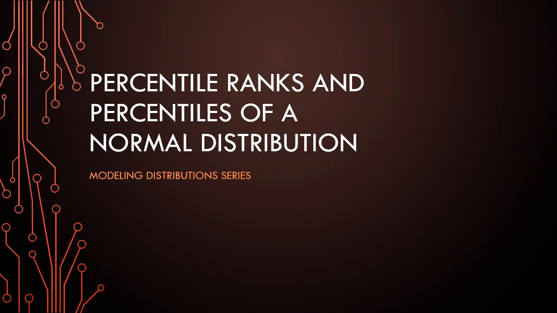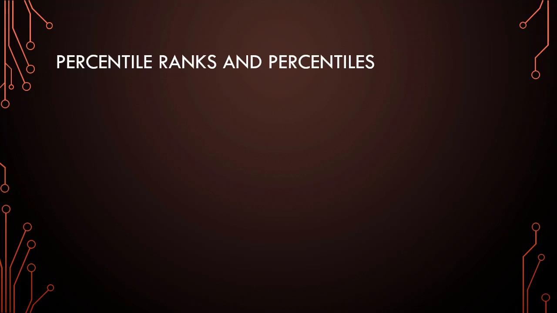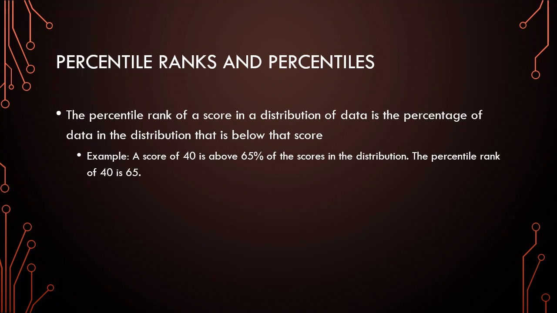When we know that data are normally distributed, we can easily calculate percentile ranks for scores in the distribution and percentiles of the distribution. The percentile rank of a score in the distribution of data is the percentage of data in the distribution that is below that score. For example, suppose that a score of 40 is above 65% of the scores in the distribution. We say that the percentile rank of 40 is 65.